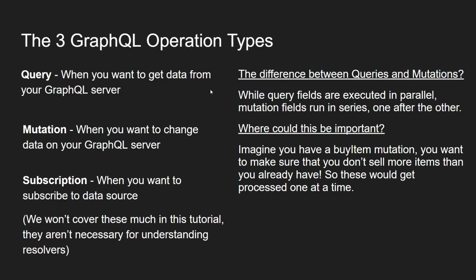So, there's a couple things to cover here. What is the main difference between a query and a mutation? Well, query fields are executed in parallel, while mutation fields run in series, which means they run one after another. And so why is this important? Imagine if you have a buy item mutation, is the one I like to think about. You want to make sure that you don't sell more items than you already have. And let's just say in some crazy world, your buy item takes 1 minute and it makes a check to see if the item's in stock at the top of your backend code. So if those buy item requests ran all at once, then you would sell more items than you already have. This is a great example as to why queries and mutations exist in GraphQL, is when you make a mutation, you want to make sure that they run in series.